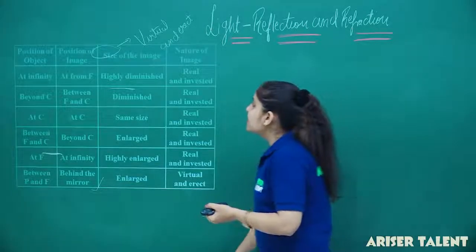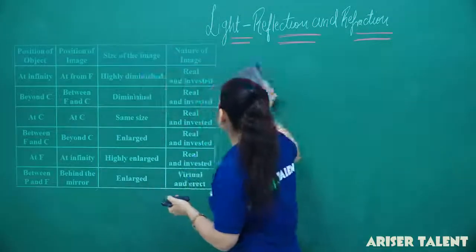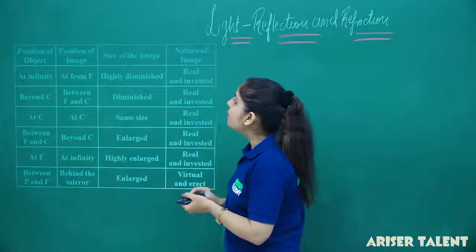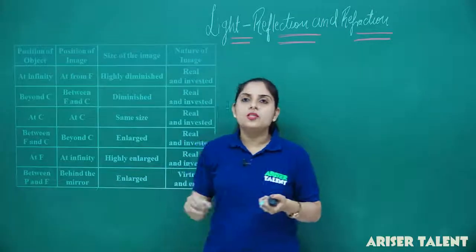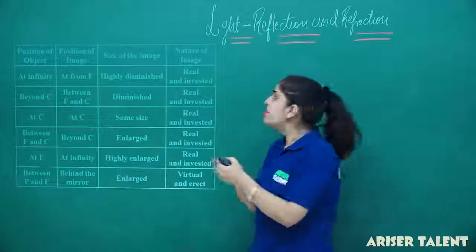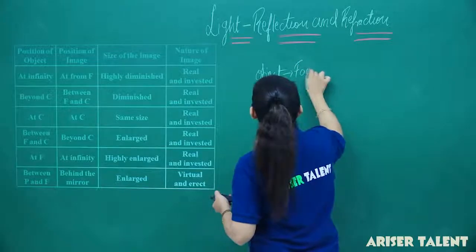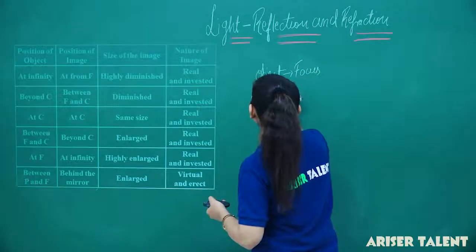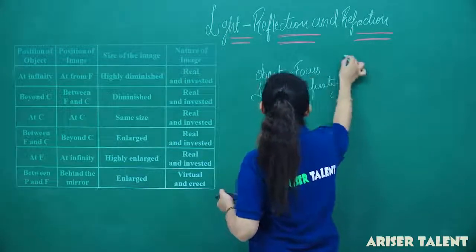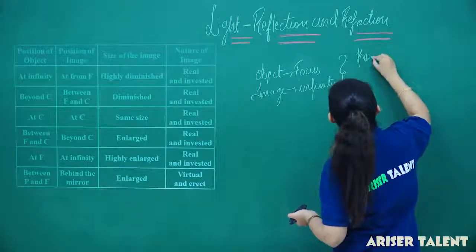Now, this will be the case when the image is formed by the concave mirror. When the object is placed at infinity, we will get the image at the focus. This is one important key point you have to remember: when the object is placed at focus, the image will definitely be formed at infinity. And if the object is placed at infinity, the image will be formed at focus. This is one important key point you have to remember.